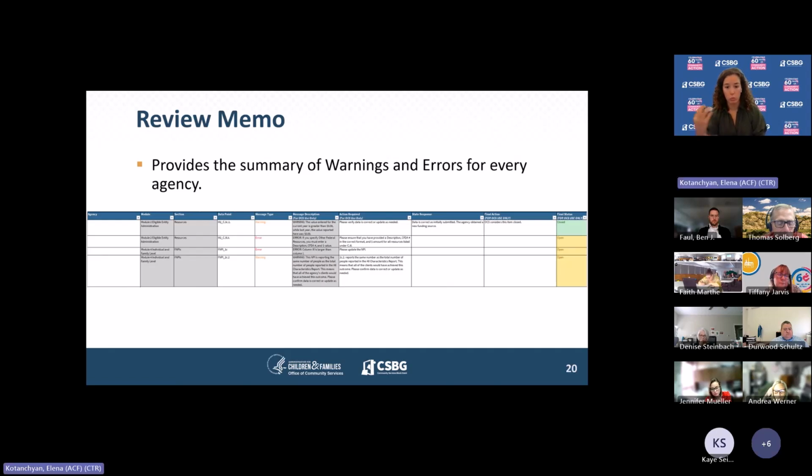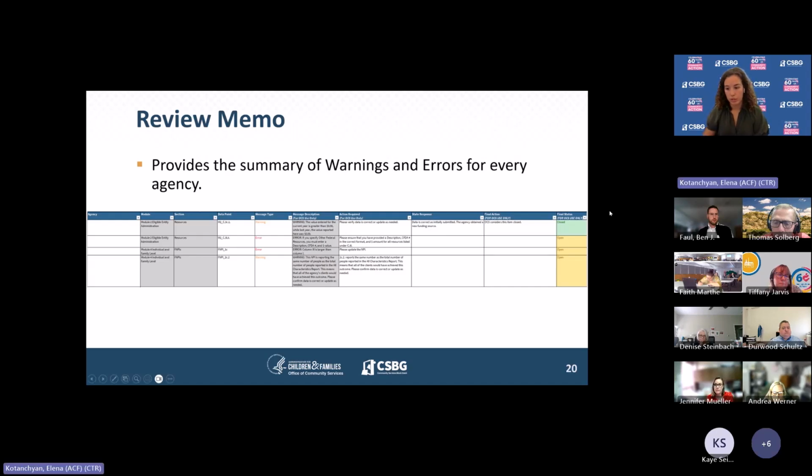Action required is a bit more specific on what, given the message description, given the warning or error, your next step is. How do you fix it? And then the next column is the state response, right? When Ben sends back the review memo to me, I look at the state response, which is essentially the agency responses, but the state office is responsible for communicating that. So that's why it's called state response. I look at this just to make sure that the error or warning was addressed, or if it wasn't addressed, or not solved or mitigated, there could be a reason why, right? That's why this column is very important, because it gives me a lot of information.